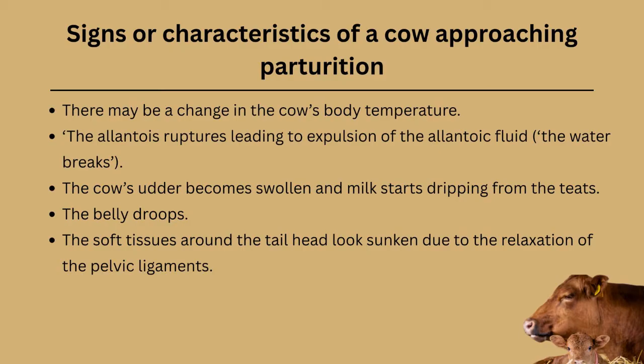There may be a change in the cow's body temperature. The allantois ruptures leading to expulsion of the allantoic fluid, the water breaks. The cow's udder becomes swollen and milk starts dripping from the teats. The belly droops. The soft tissues around the tail head look sunken due to the relaxation of the pelvic ligaments.